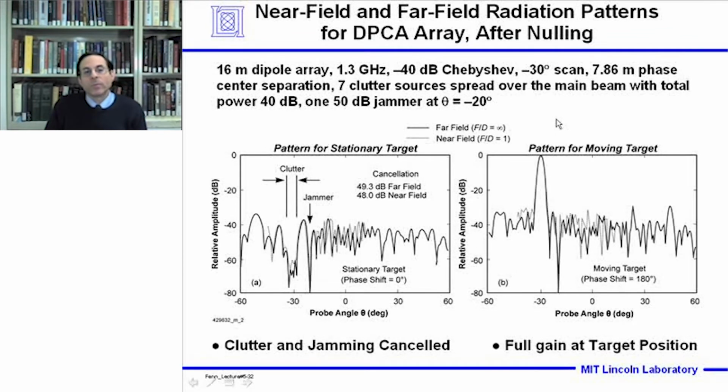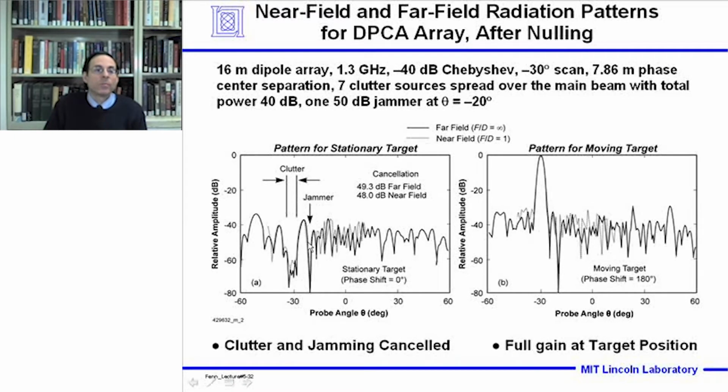If we go through the adaptive DPCA nulling process, here are the near field and far field radiation patterns after nulling. The patterns on the left are for a stationary target. The patterns on the right are for a moving target with phase shift of 180 degrees and 1 PRI. On the left, when we go through the DPCA adaptive phased array signal processing, since the main beam shapes were highly correlated, the clutter is suppressed. We see a null formed in the direction where the main beam was.